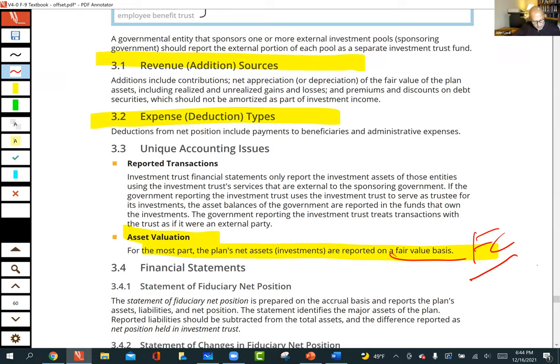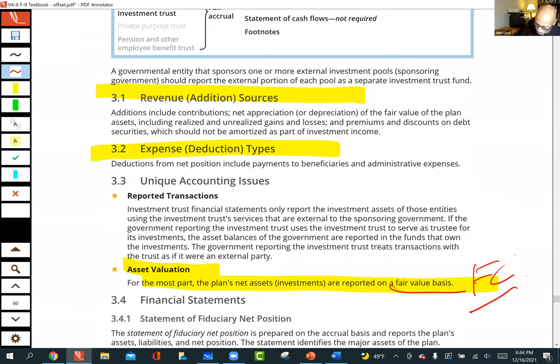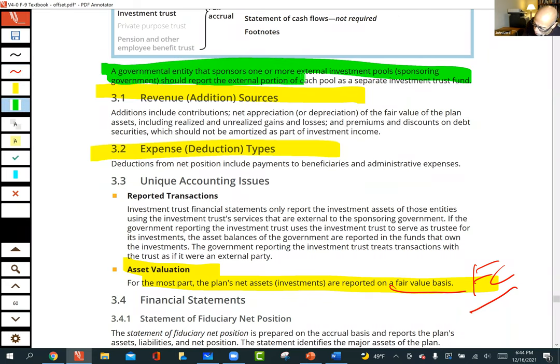And then, as I said, only report investments held externally. Do not include those investments that are held by the manager of the fund. So right here, a government entity that sponsors one or more external investment pools should report the external portion only. You can flashcard that, or you can look at that slide.